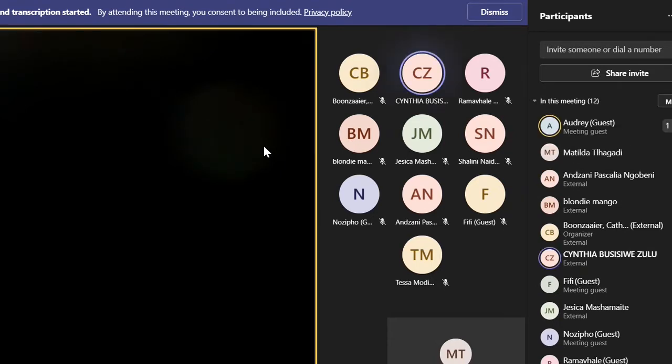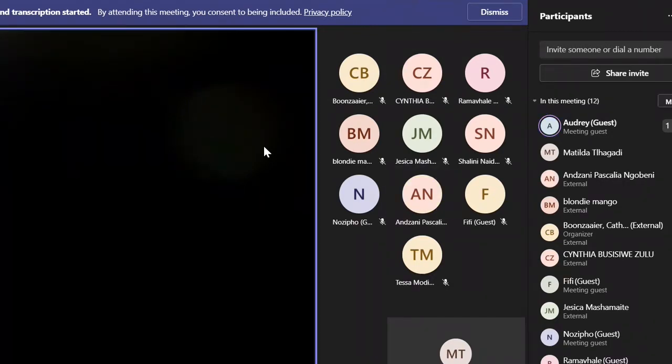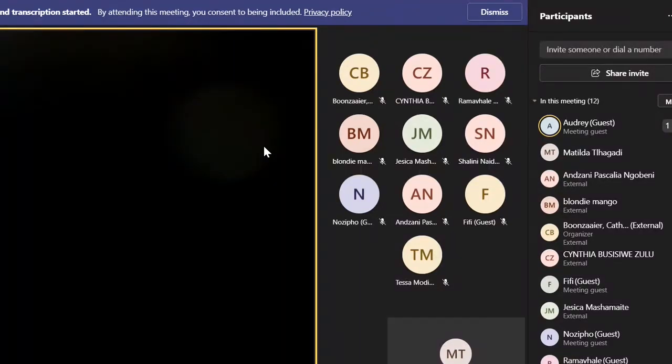I agree with Blondie. They're both increasing. Okay, Cynthia is agreeing with Blondie, and then Audrey. Yes, I also agree with Blondie. The bank and the income increase. Okay, Audrey agrees with Blondie.